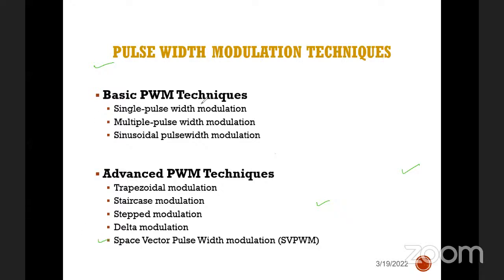What is the basic pulse width modulation technique here? One is single pulse width modulation, as I told you. During the entire positive half cycle we give one pulse, and during the negative half cycle we give another pulse to the thyristors or switches in the inverter. Because of that, we get the output voltage like this. This is the inverter output voltage.